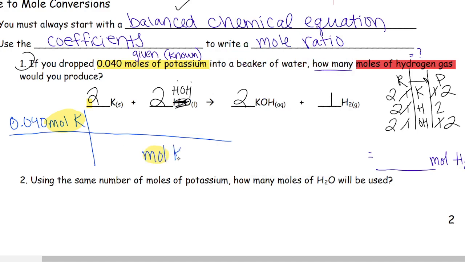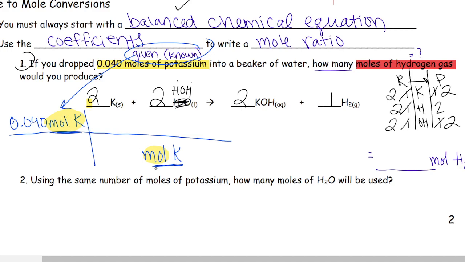So moles of potassium would come down. So start with your given. Your known information will always go in the top of the first box. And then we bring that unit diagonal down so that eventually the moles of potassium and moles of potassium on top and bottom, since this is basically like a fraction, those will eventually cancel out.